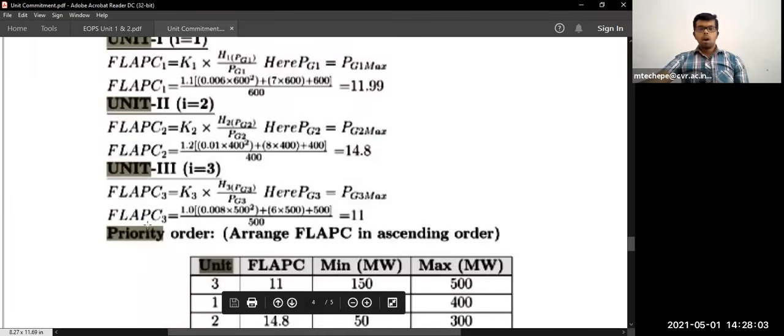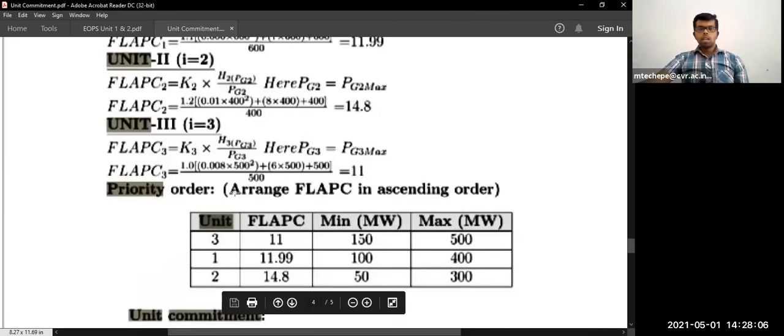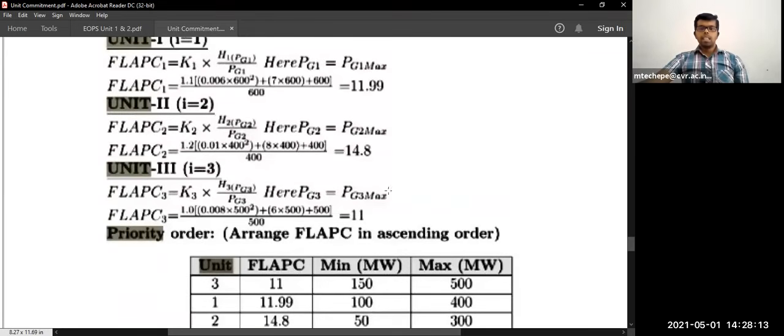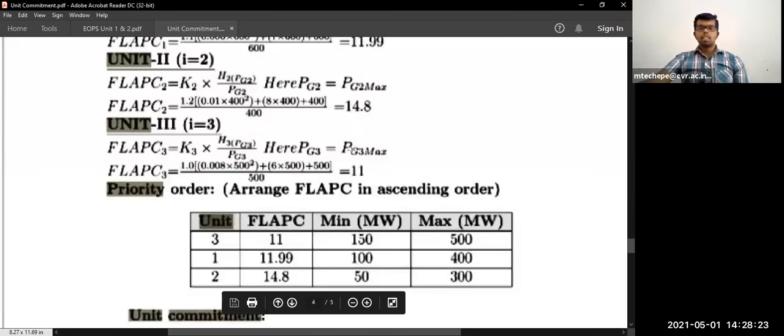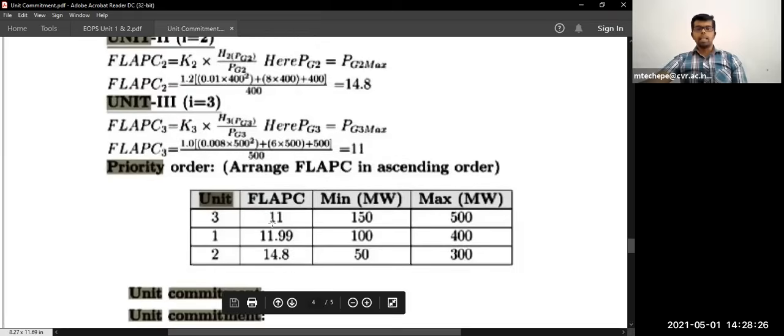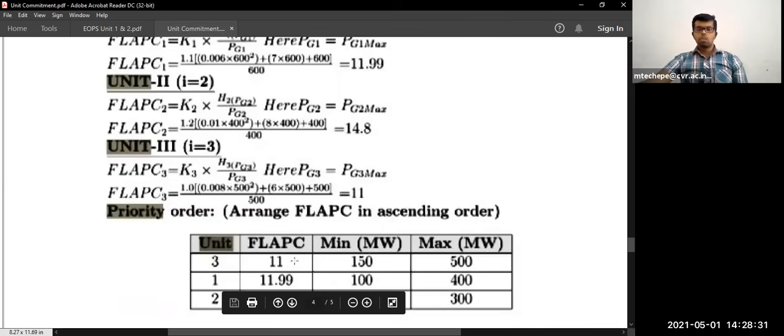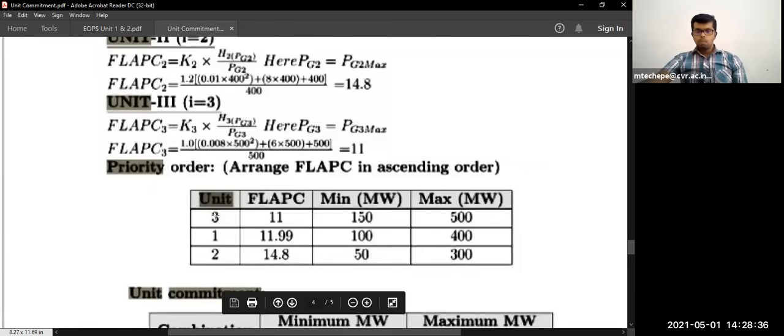Next, we go for the priority order. We have to arrange FLAPC in ascending order, which means the least comes first. So here 3, 1, 2 is the ascending order, that is the priority order. The corresponding FLAPC values you write like 11, 11.99, 14.8. Meanwhile, the minimum and maximum megawatt of each particular unit also you have to write. You have to be very careful: write the corresponding unit's minimum and maximum megawatt.